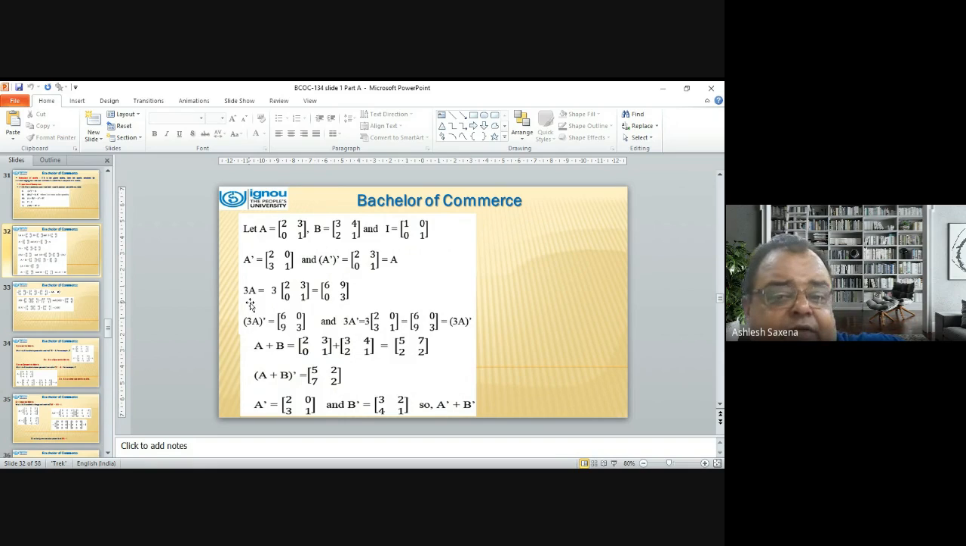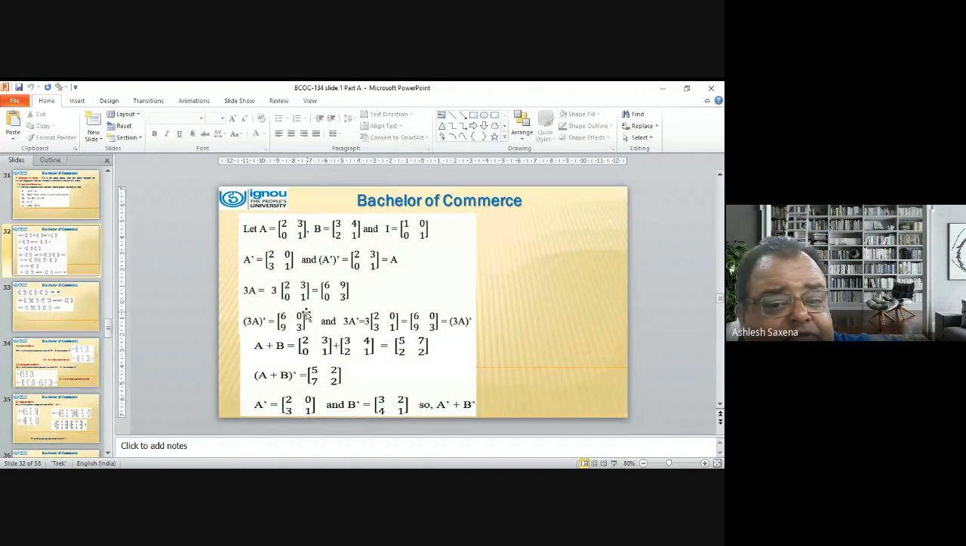Correct? Now we have 3A. That means we will be multiplying all the elements of the matrix 2301 by 3. This comes out to be 6903. Now we have (3A) transpose. We have 3A, and we have to transpose it. So its transpose will be this row written over here, and this row written over here.